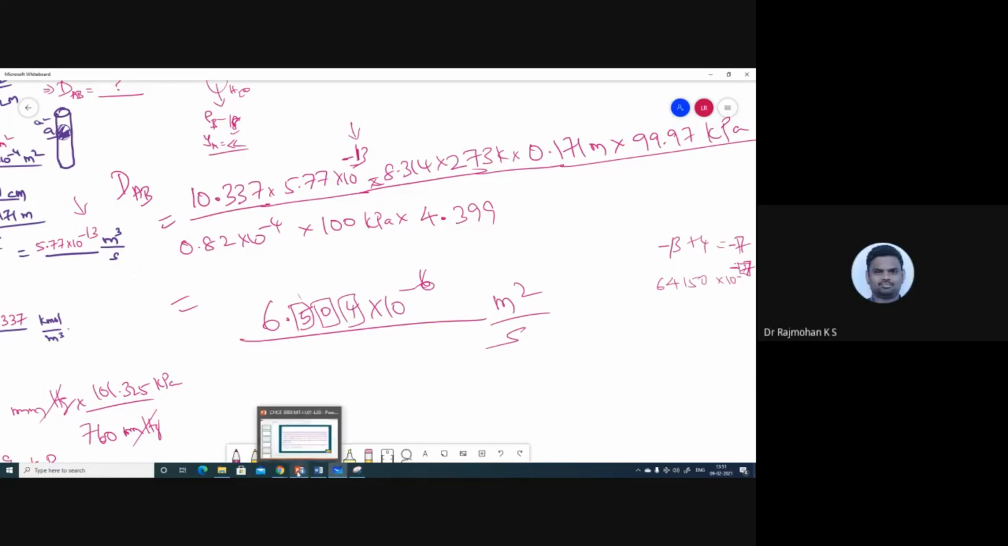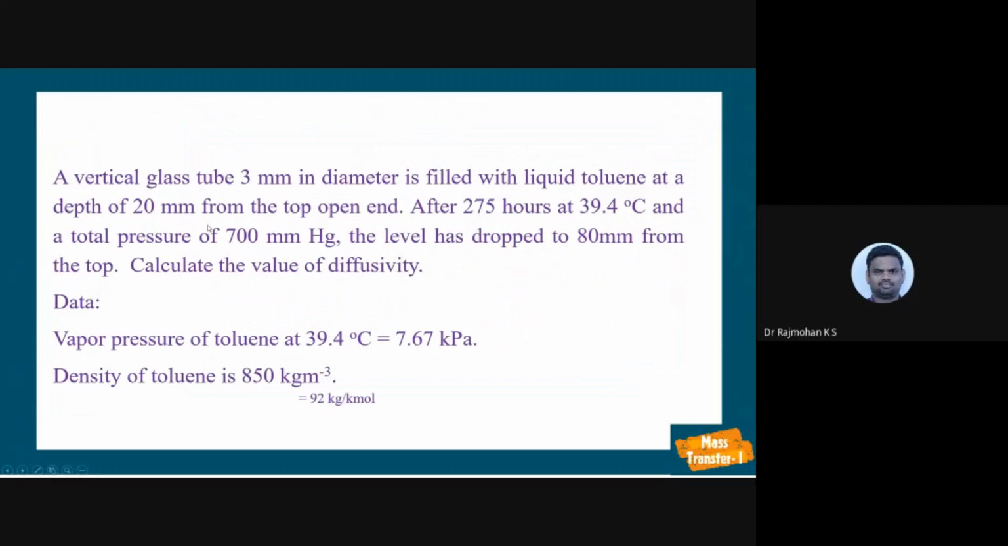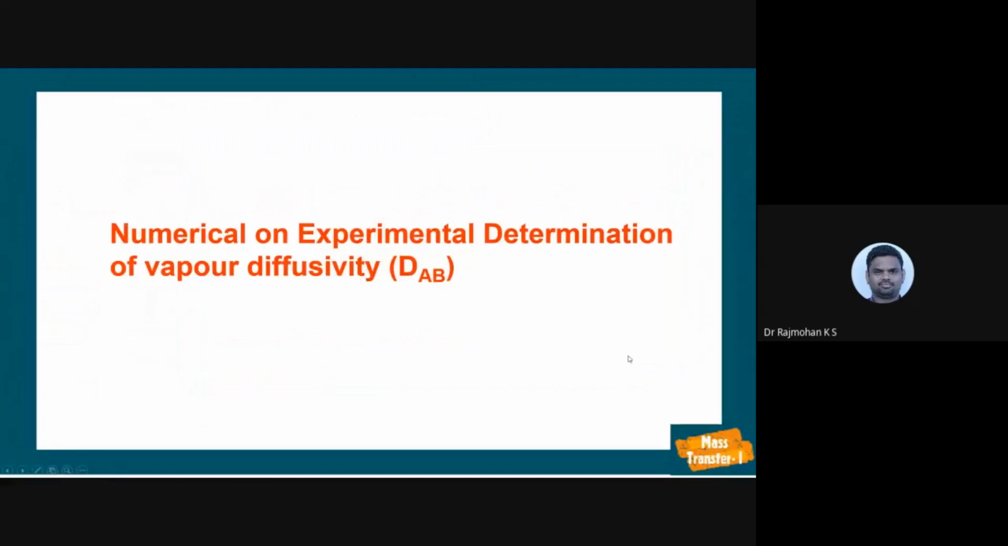Students can practice another problem yourself. Take a screenshot. We'll complete. Okay, so in this lecture, we have solved a few numericals to determine the vapor diffusivity DAB, if the level change with respect to time is given, and we have seen how to solve the problem if the volume change in a certain time is given.